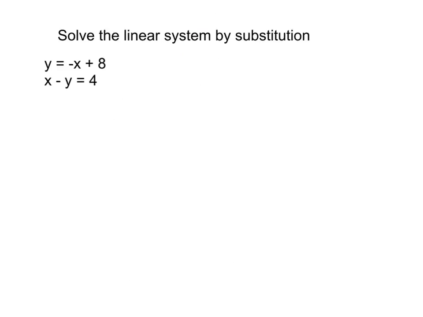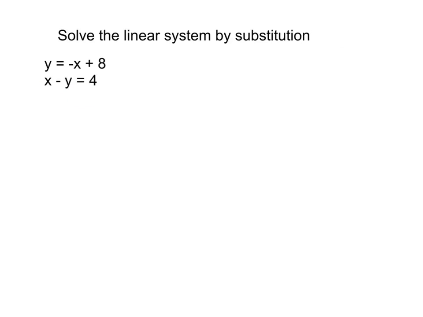So, let's solve this linear system, and we're going to do it by substitution. I'm going to look at both of these equations, and I'm already kind of lucky because I see that y is equal to -x plus 8. It's already equal to some kind of expression. And I've got the second equation, which is x minus y is equal to 4.